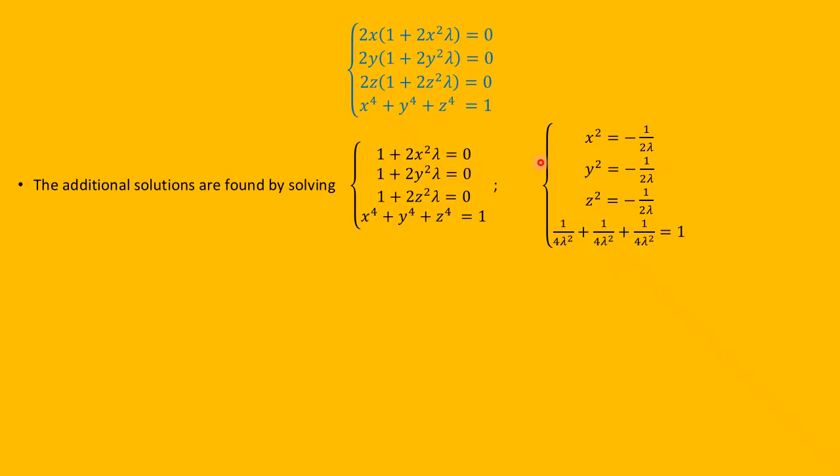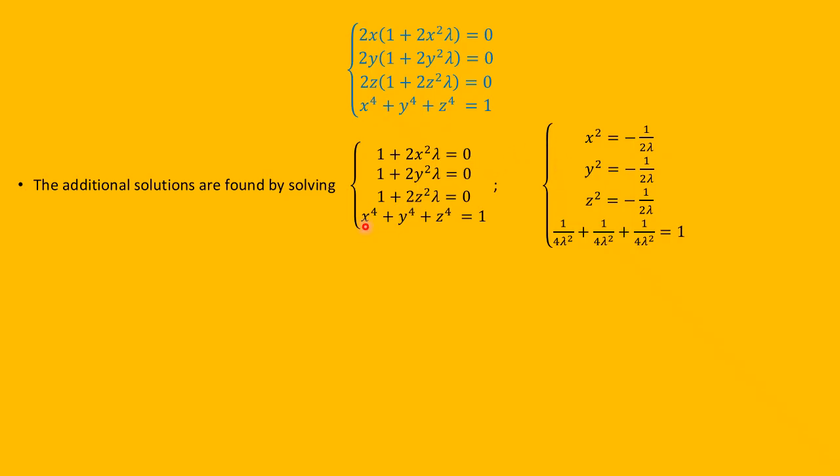The second equation gives us y squared is minus 1 over 2 lambda. This third equation results in z squared equaling minus 1 over 2 lambda. Well, that's kind of nice. The equations we started with in this problem were symmetric, and we're getting some sort of symmetry going on here. x, y, and z are behaving just like you would want them to, I guess.